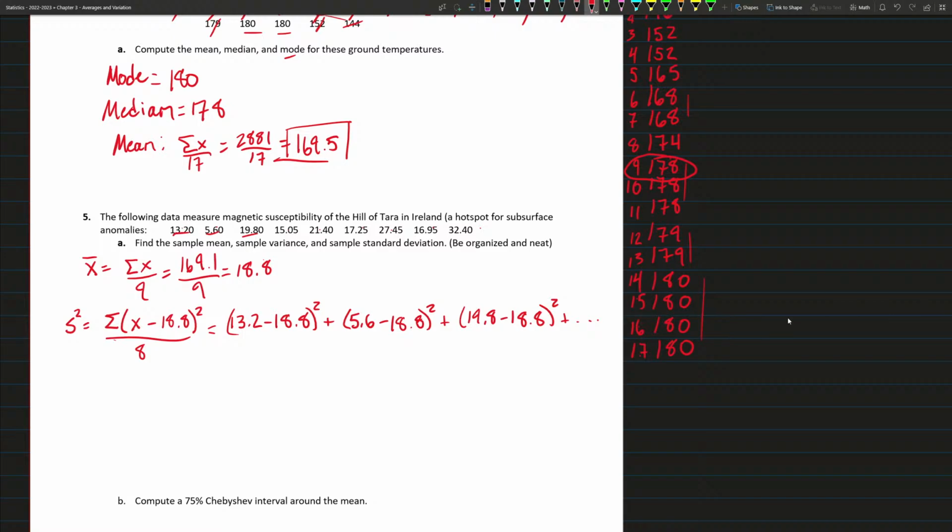I realized I wasn't talking. So I wrote a couple of these terms. The average is 18.8. We take the difference between each piece of data and the average, square those, and then add them all together. So 13.2 minus 18.8 squared, 5.6 minus 18.8 squared, 19.8 minus 18.8 squared, and then 15.05 minus 18.8, and so on and so forth. Now I'm going to mute myself, and then I'll get a number, and then we can divide that number by 8.